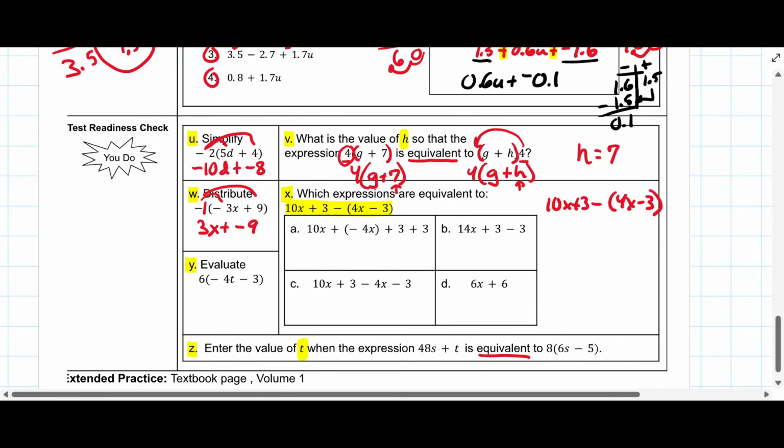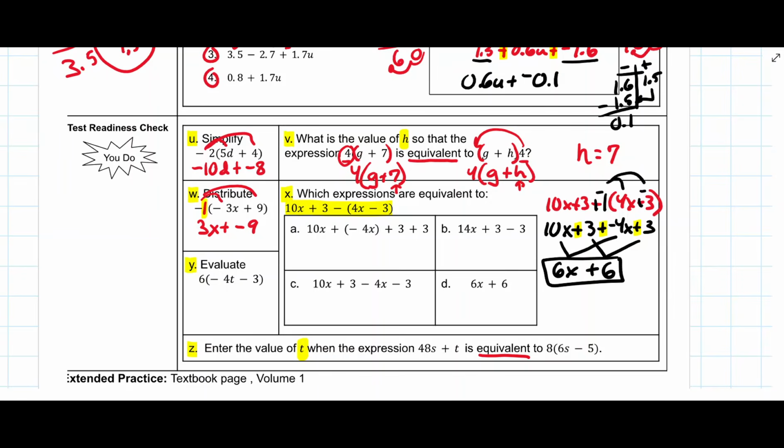All right, we're back, and here is the answer, 3x plus negative 9. And I did add this 1 right in front of here to help myself out. All right, now on to x. Try x, pause the video now. Okay, we are back. We have 6x plus 6 is your simplified answer for this one. So let's go into the choices and find which ones are equivalent.